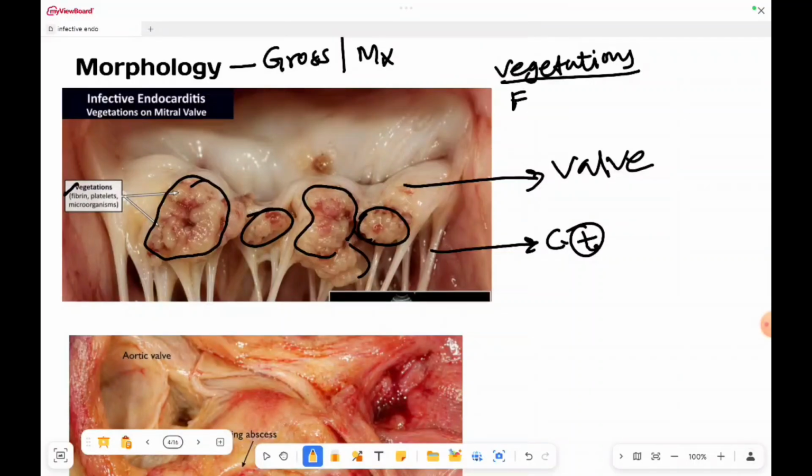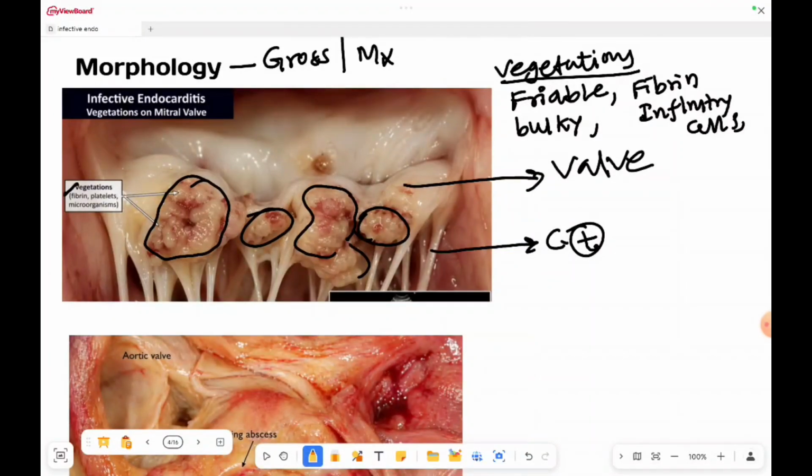These vegetations are friable, bulky, and they contain fibrin, inflammatory cells, and bacteria. So vegetations are friable, bulky, they contain fibrin, inflammatory cells, and bacteria. So this is the morphology of the vegetations.